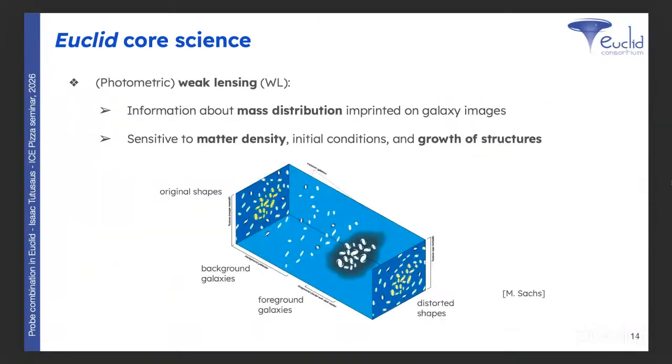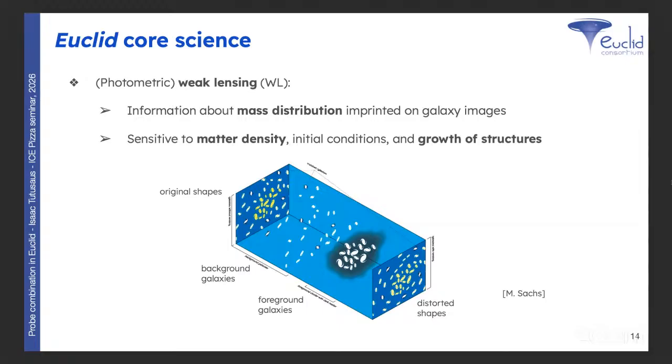Now let's move to the photometric side of things. First is weak lensing. Now we have galaxies here with their original shapes that are very far away, and we are here as observers. But in any relativistic theory of gravity, we know that photons follow geodesics, and these geodesics will be distorted because of all the large-scale structure that's between the original sources and us as observers.